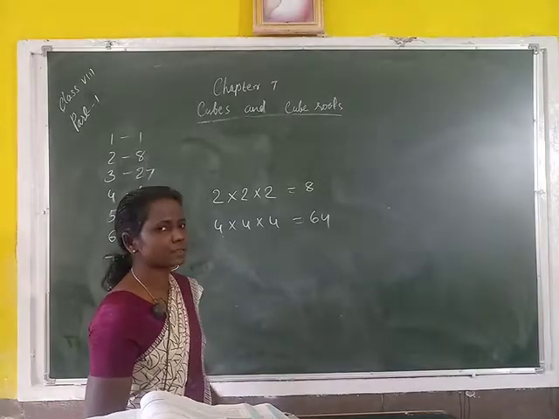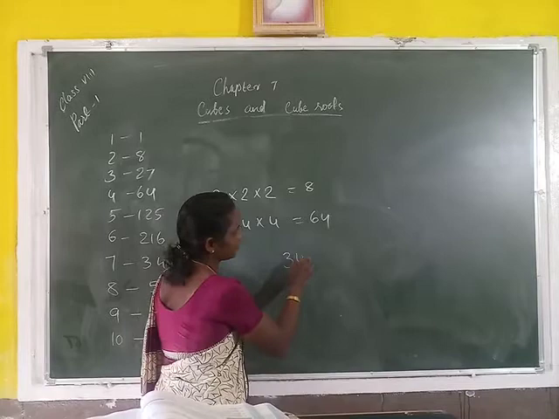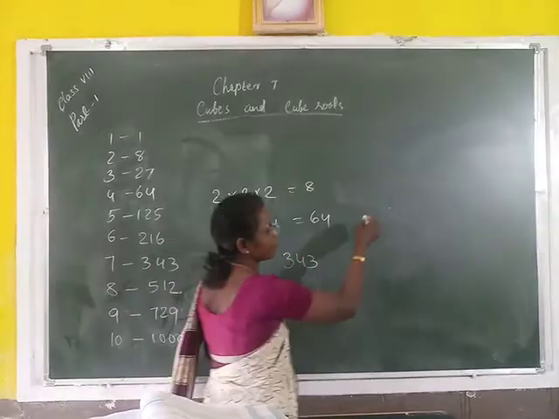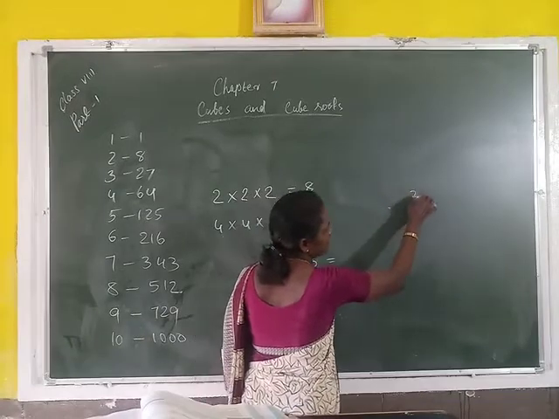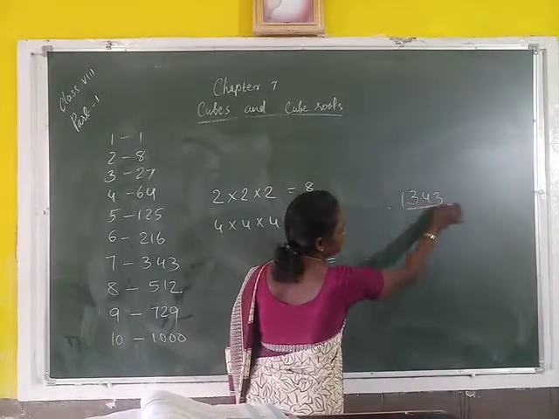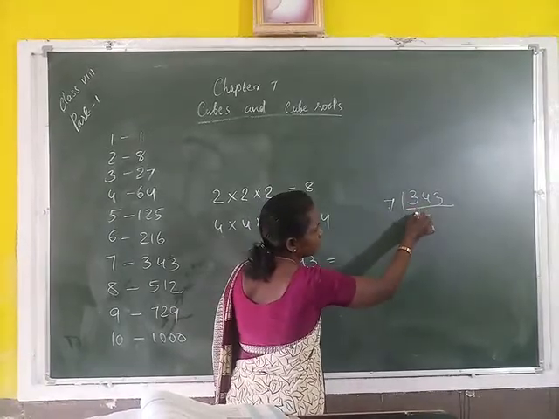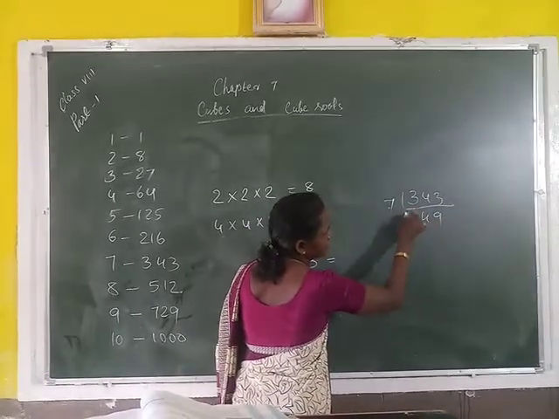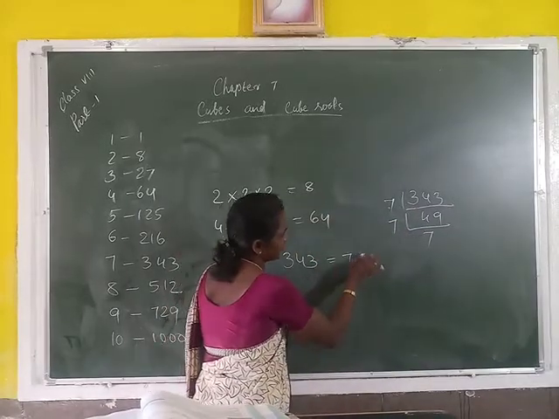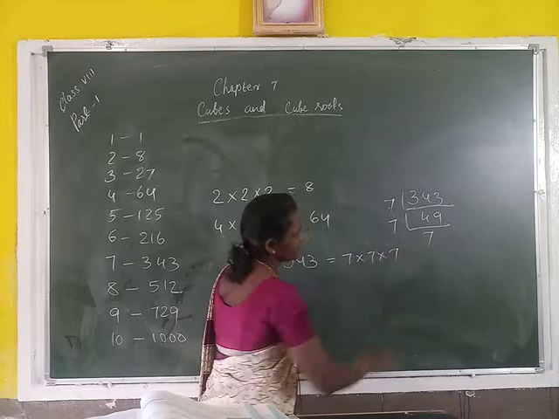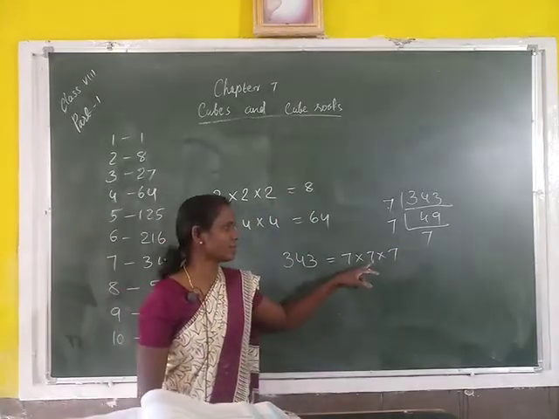Then a number is given. For example, 343 is given. Then we factorize this number. 343 is divided by which number? 7. Then we can write 7 into 7 into 7. This 343, we write as 7 into 7 into 7.